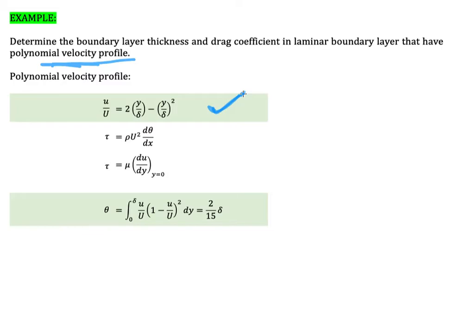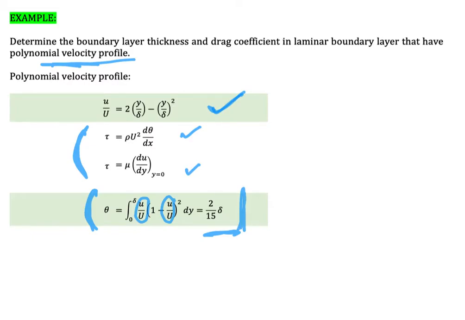Okay, let's say we have a polynomial velocity profile as u over U equal to y over delta minus y over delta square. And then we list two equations of shear stress. One is von Karman, rho U square d theta dx, and another one is Newton's law of viscosity, mu du dy at y equal to 0. And then we need to know how to determine the value of theta. So this is the equation. You need to substitute the value of u over U here, and then you could solve it. You could get it is equal to 2 over 15 delta.